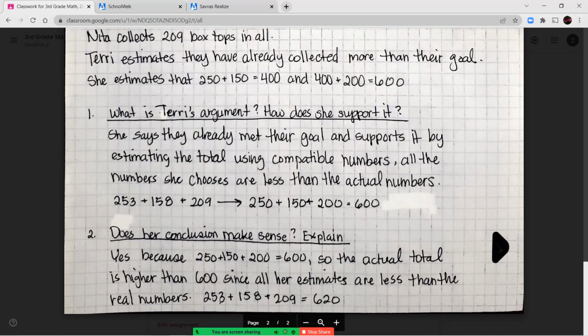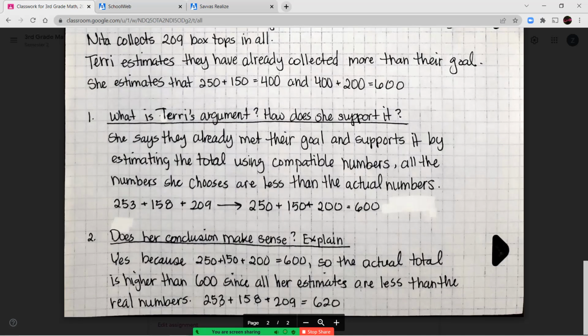Does her conclusion make sense? Explain. Yes, because 250 plus 150 plus 200 is equal to 600. And since she chose estimates that were lower than the actual numbers, that means her real total, the actual answer, is going to be more than 600. And that means that they have already met their goal. When we add the actual numbers, 253 plus 158 plus 209, we see that they actually collected 620 box tops, and this is higher than their goal.